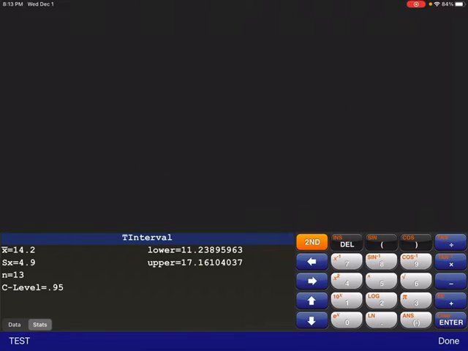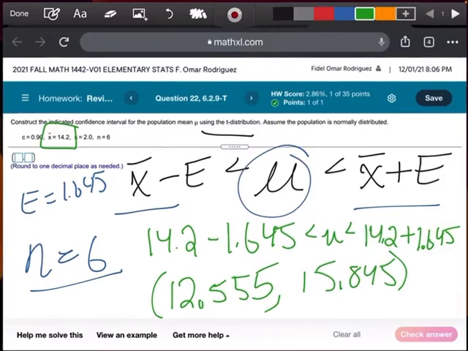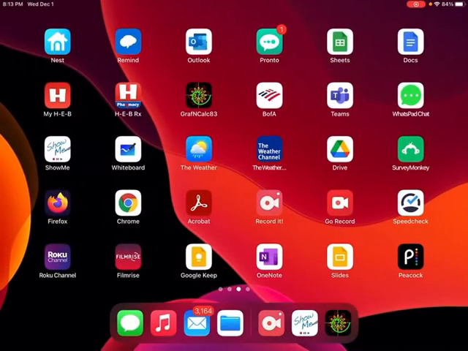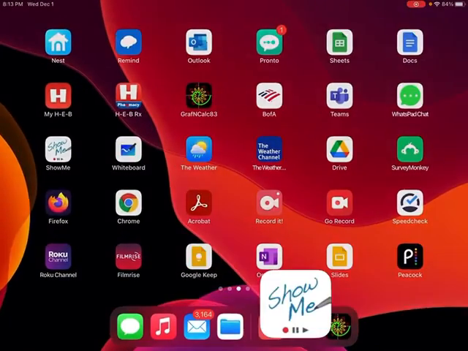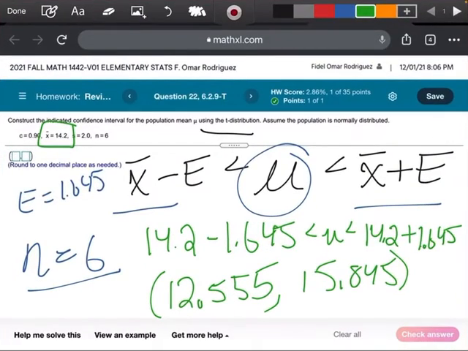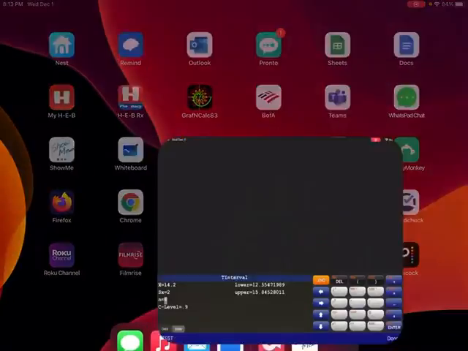So remember, my X bar was 14.2. I believe our S was, let me go back and double check. My S was 2 and my N was 6. So my standard deviation was 2, my N was 6, and we were doing this on a 90% confidence interval. So I'm doing that. And if you notice, my numbers where it has lower and upper haven't changed yet. But once I move this over, they're going to change. And look what I'm coming up with: 12.55 and 15.85 if I go to 2 decimal places. So, hey, same numbers that I got here, right?